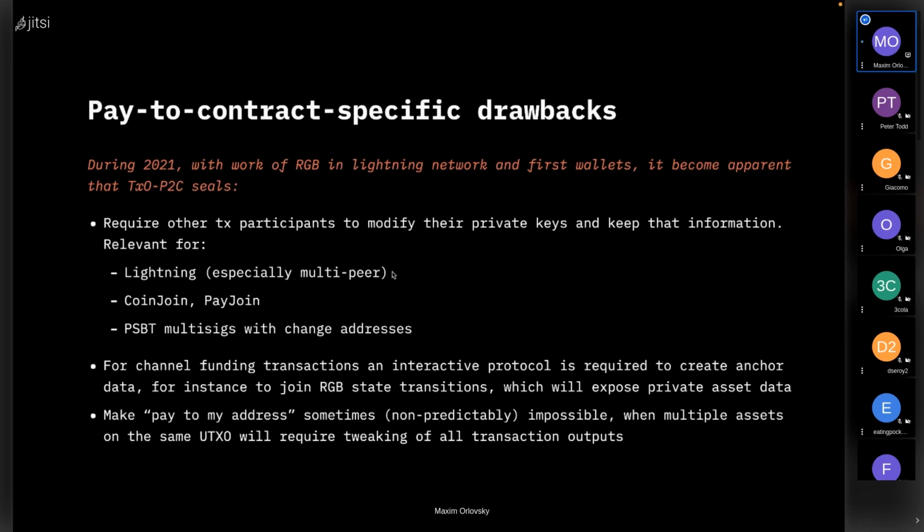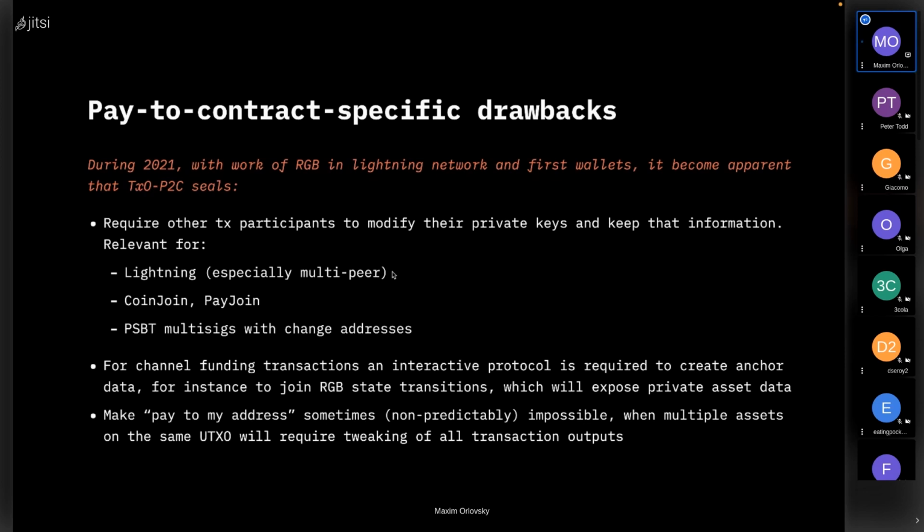Because if you have multiple assets on the same UTXO and you have just two outputs, and let's say you have 10 assets on the UTXO, there is a 95% probability that you will need to tweak both outputs. Based on the algorithm that we have, which detects which output has to be tweaked per each asset, you will end up with a high probability that both outputs have to be tweaked for different assets. And basically with that, you wouldn't be able to do a pay to address.